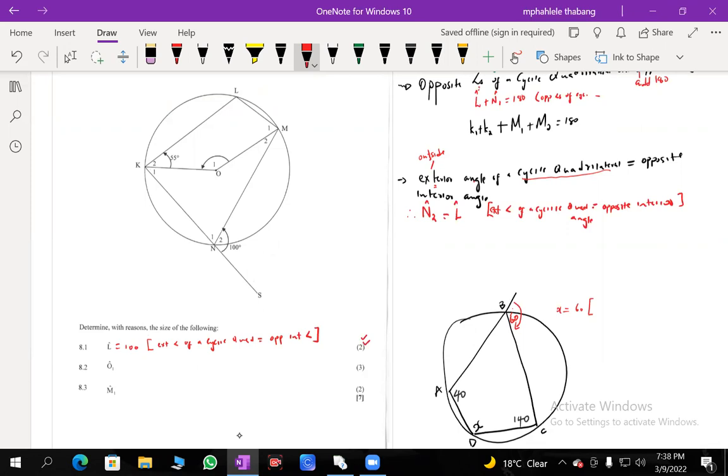Angle O1. Yeah, now you are making maths interesting. Thank you, examiner, now you are doing it. What do you think will be angle O1, Leborang? I love the examiner here.